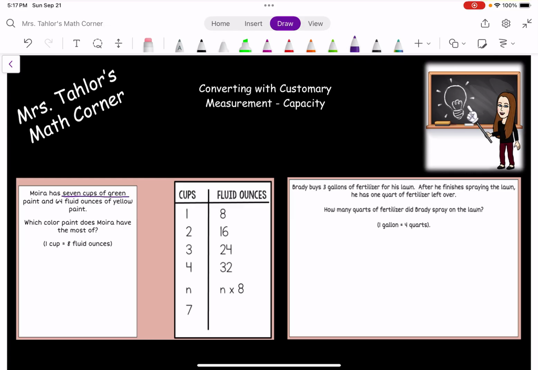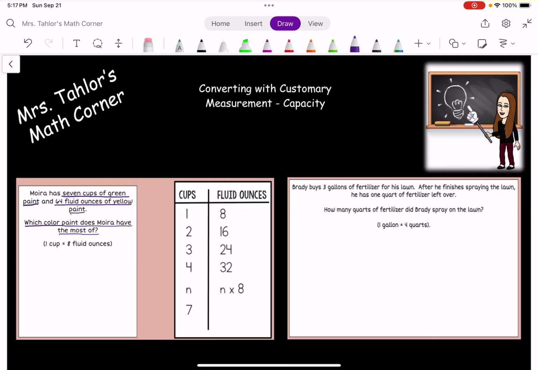I'm going to underline 7 cups of green paint. And 64 fluid ounces of yellow paint. What color paint does Moira have the most of? This is the question that we're going to be answering.